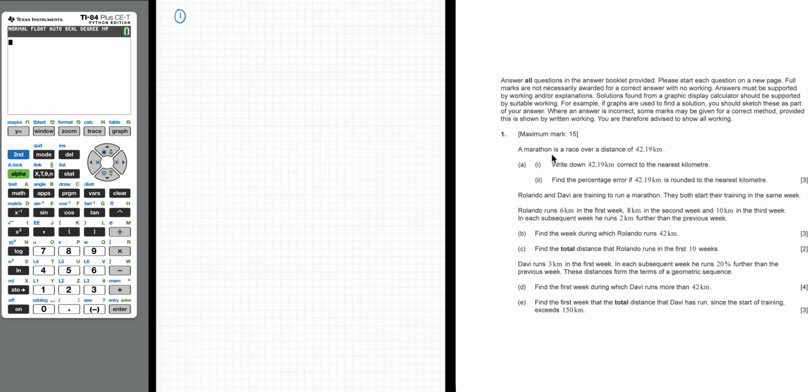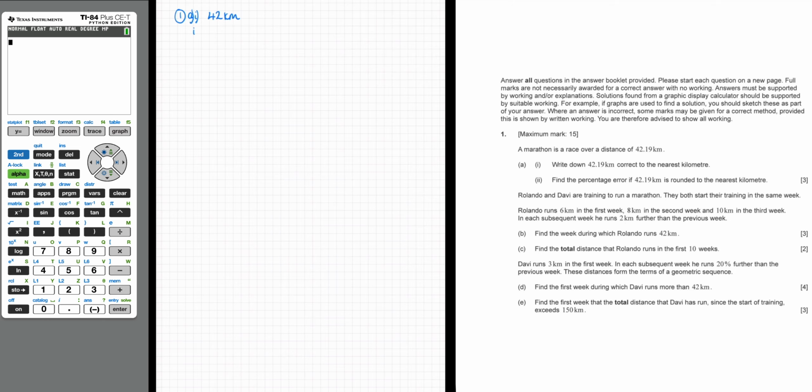So to start off with, it says that the marathon is a race over a distance of 42.19 kilometers, and we need to write that down to the nearest kilometer. So the first part of the question here is rounding, and to the nearest kilometer, if it's 42.19, then the next digit after the kilometers is smaller than 5, and therefore it would just round to 42 kilometers. So a nice easy part for the first part there. So this is part A, part I.